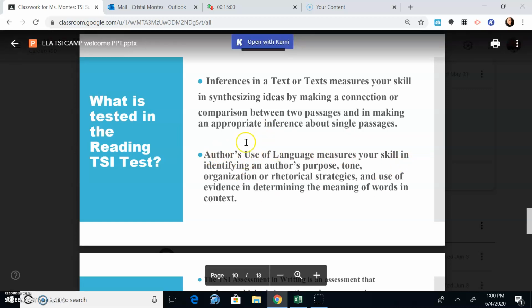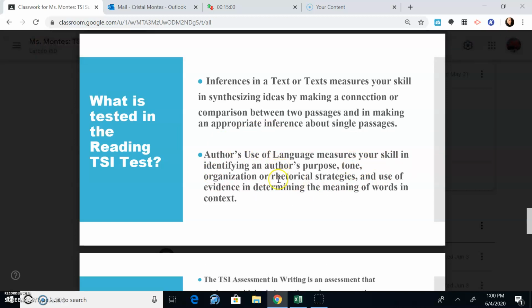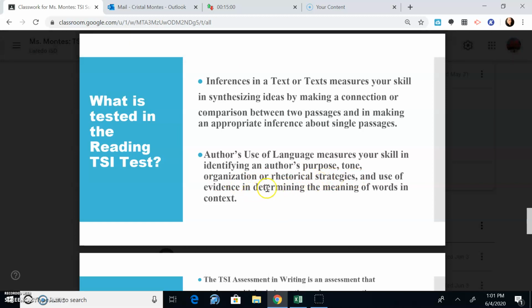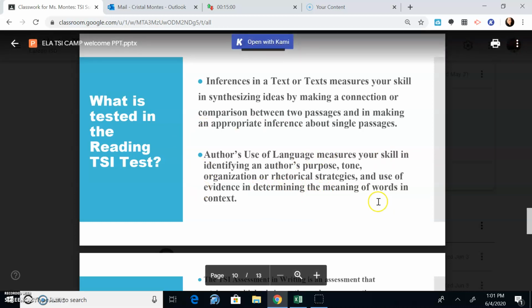And this is very important because the academic vocabulary and terms used are at a higher level since it is the TSI college test. It is checking if you're college ready. Are you ready to take English 1301, 1302, psychology, all those college courses? So the first thing that we are covering this week is the author's use of language.